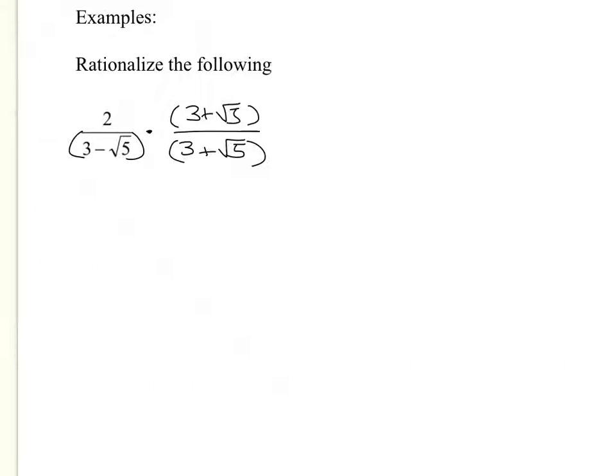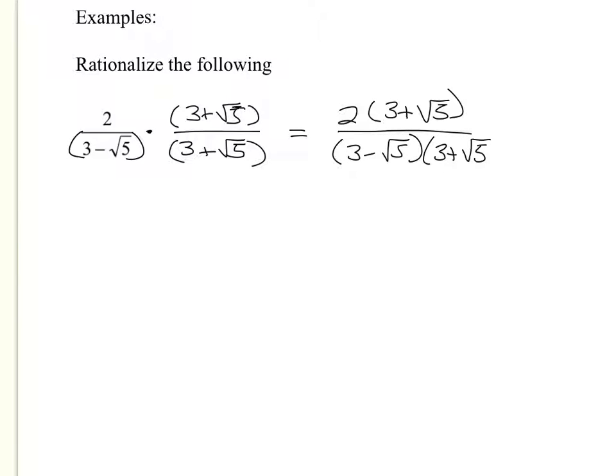And again, you can see it's the same terms, just with a different sign in the middle. Now the tricky part about this is now we have 2 times 3 plus radical 5 on top, and on the bottom we have 3 minus radical 5 times 3 plus radical 5. So we have to do some multiplying. So this goes back to our first couple pages of these notes.